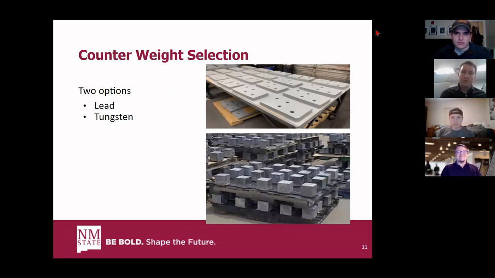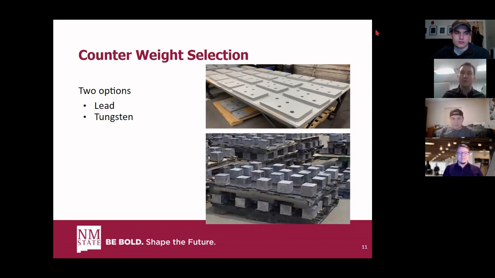I will continue on the selection of certain parts of our bridge, including the counterweights, the shaft, and the bearings. Starting off with the counterweight selection, there are two main options when it comes to counterweights for Mascule bridges that are very common in industry. The two options are lead and tungsten. You can see pictures of them on the side.